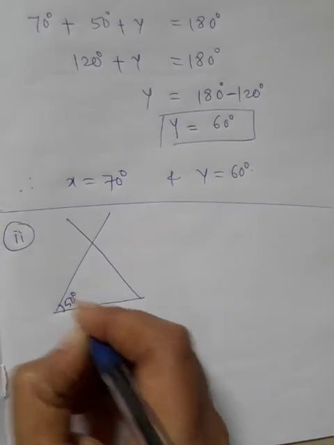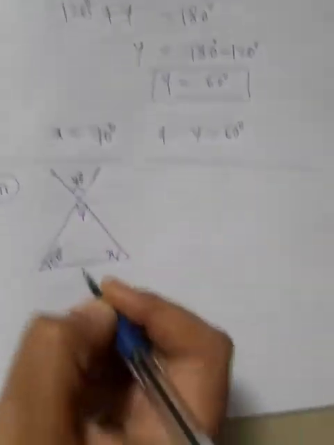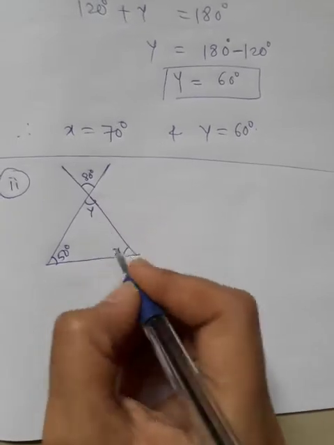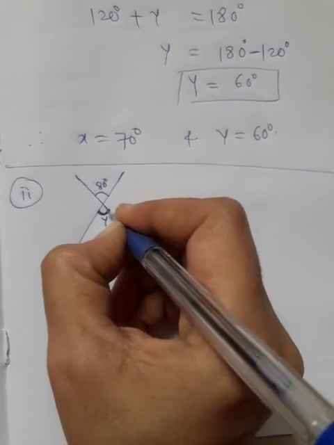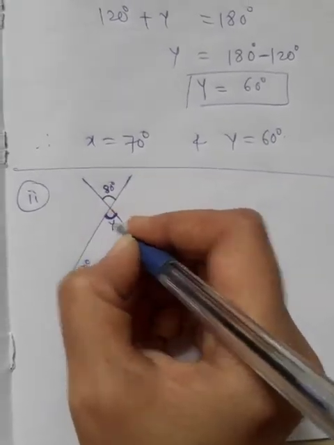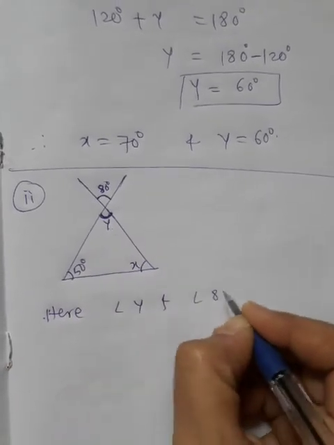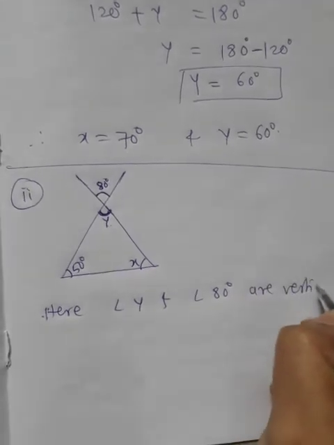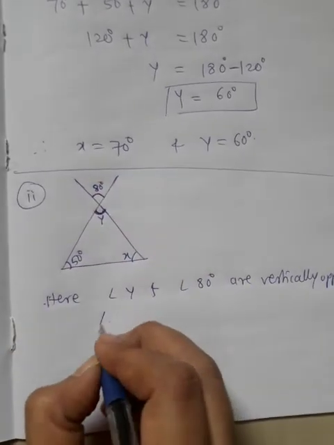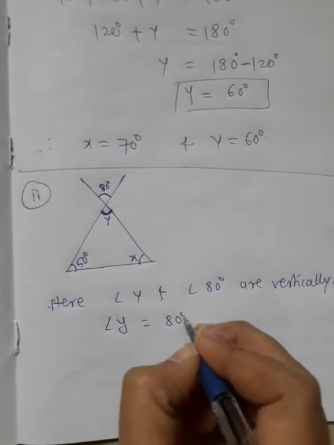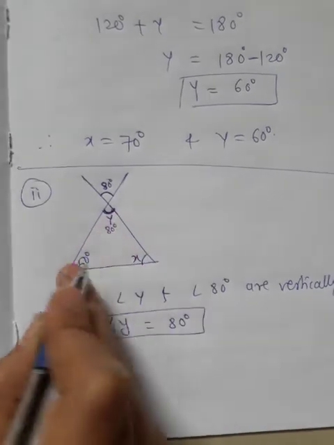Now see the second one. Here we are given this angle of 50 degrees, x, y and 80 degrees. Here we don't know these two angles, so we can't first use the angle sum property. Before that you can find this angle, because you know 80 degrees is opposite to y. So angle y and the 80 degree angle are vertically opposite, and we know if angles are vertically opposite then they are the same. So angle y is equal to 80 degrees. So we get the value of y as 80 degrees.